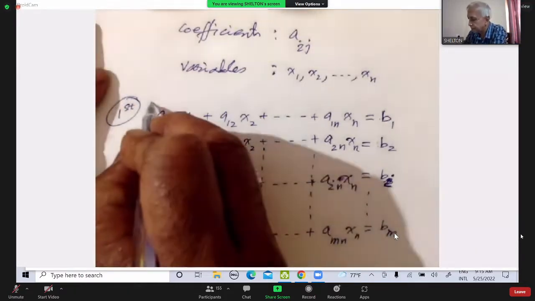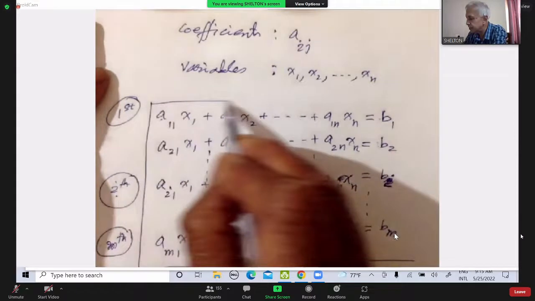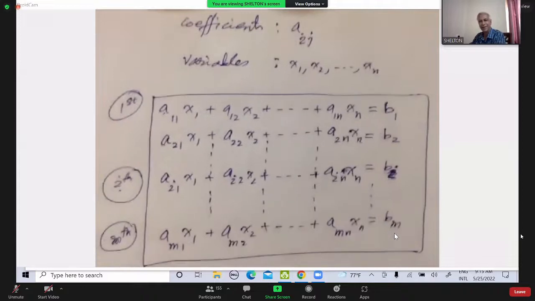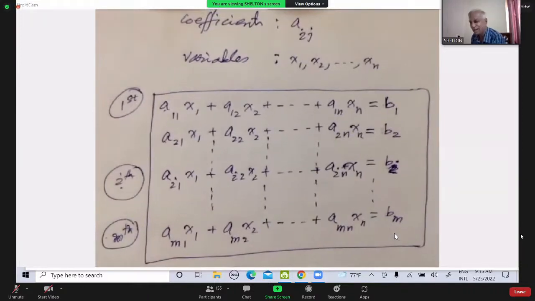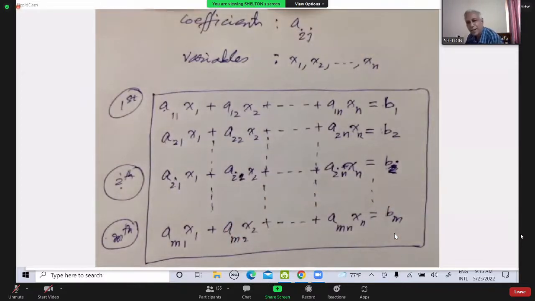So, this is a general system of linear equations. Complicated looking? No, that's all. Otherwise, these are the simplest of equations, linear equations in n variables. And n variables, how many equations? M equations. Next, we have to explain what a solution of a linear equation is.